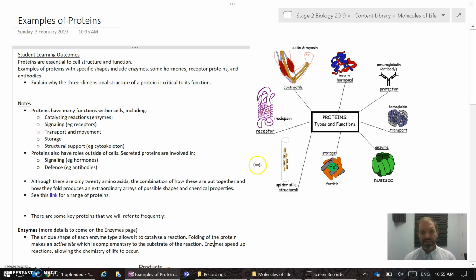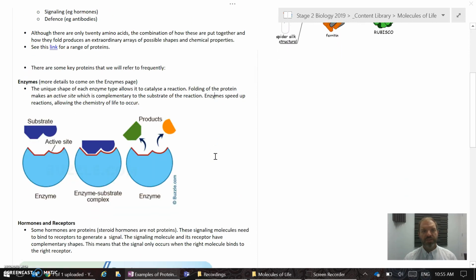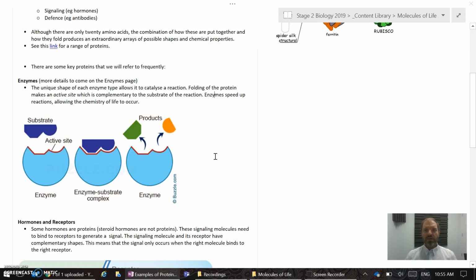Storage, so here we're storing some iron, and structural support, either in terms of something external like this spider silk here, or the cytoskeleton within the cell is made of proteins. So in order to make up all these different shapes and functions, we're actually only talking about a few amino acids, 20 amino acids that can be put together in a range of different ways.